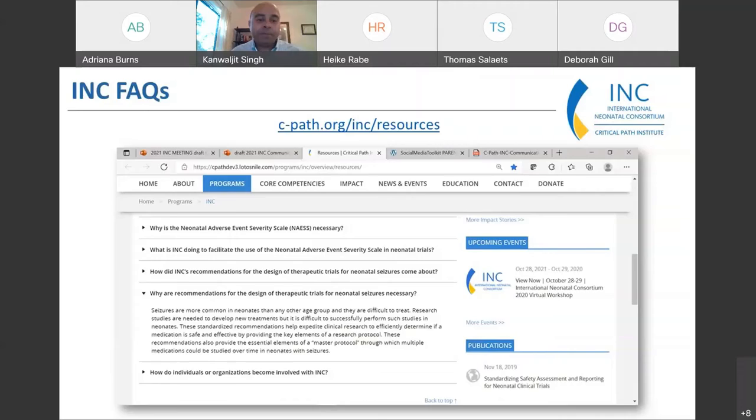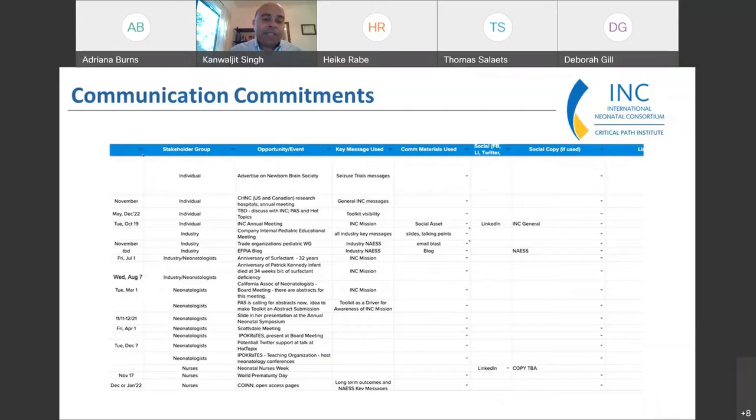And this one is a screenshot of some of the opportunities that are coming up in the next several months. For example, some of the meetings, the INC annual meeting, then there's an EFPIA meeting, and some anniversaries of notable events that happened in the neonatal drug development space, and so on. This is just to give you an idea of the upcoming opportunities, so that you can go to the INC website, download the key messages and images, and if you are participating in any of those meetings, use those key messages to promote the work that INC has been doing.